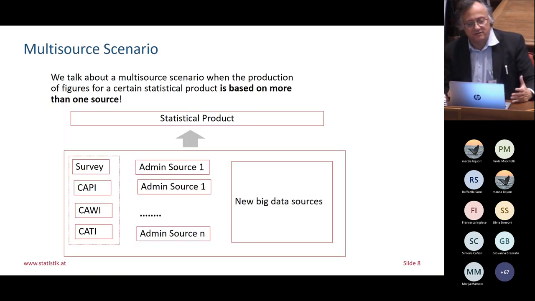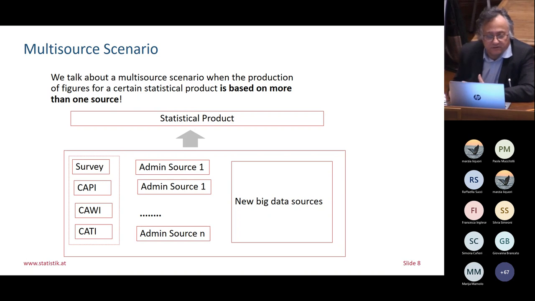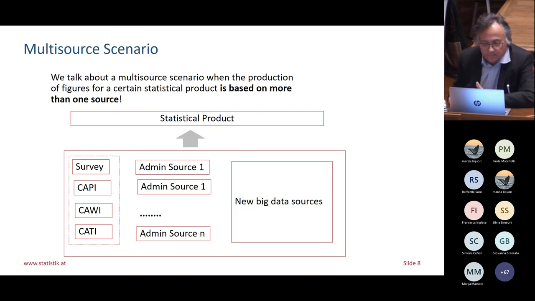So now coming to this multi-source scenario. We talk about a multi-source scenario when the production of figures is based on more than one source. And this is given, I think, not only in a completely integrated statistical world or in a register-based world; it is present for nearly all statistical products now. There is hardly any exception.